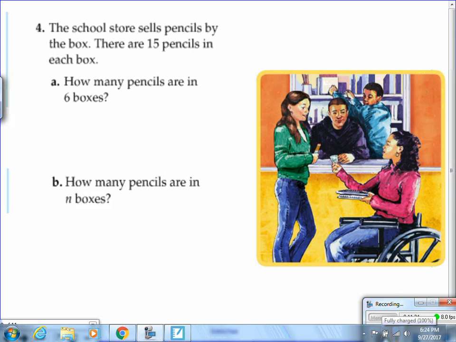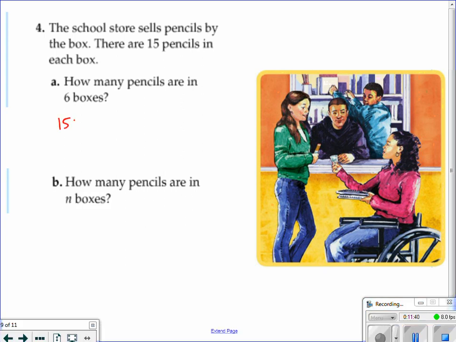All right, for number 4, school store sells pencils by the box. There are 15 pencils in each box. So how many pencils are in 6 boxes? Well, easy way to figure that out would be, if there's 15 in a box, we would take that times the 6 boxes, and you would get the 90 pencils. So if we take 15 times 6 for 6 boxes, if we have n boxes, we would just do 15 times n to get the number of pencils in n boxes.